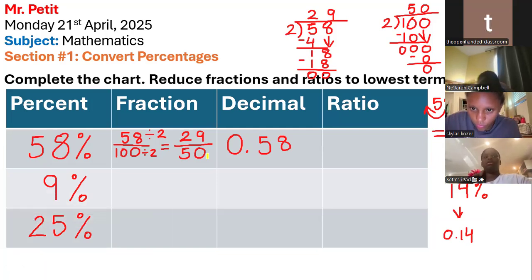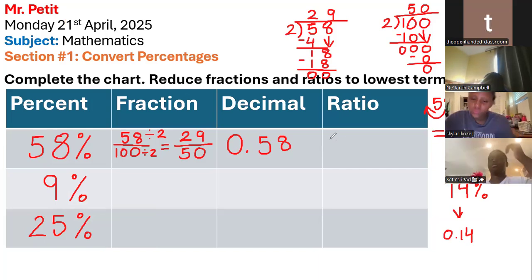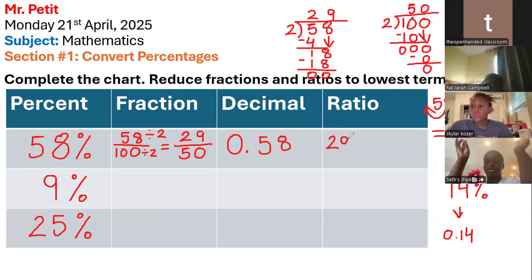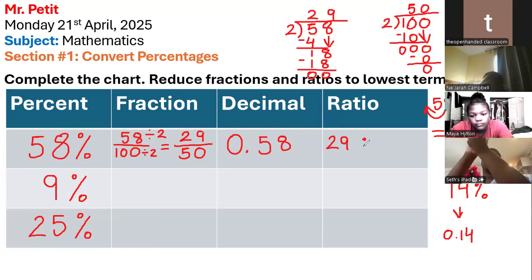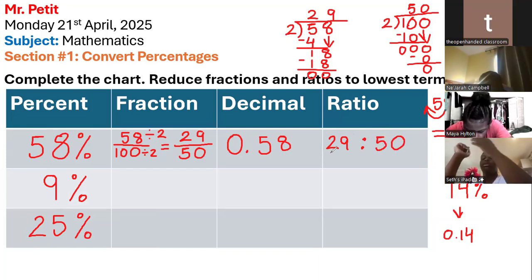So it's gonna be what? 29 to what? To 50. All right, 29 to 50. Class, does this make sense? Yes, sir. I thought it would have been 29 and 100. No, remember you have to use this fraction right now, 29 over 50. So you use 29 to 50. You understand me? Yes, sir.